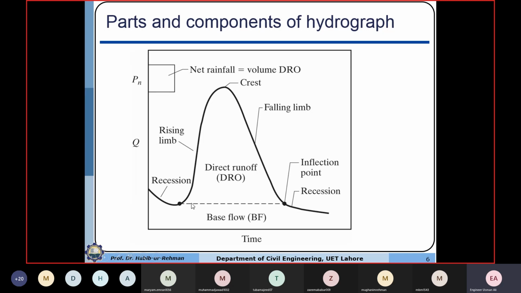We locate the point of rise, and we draw a horizontal line to meet the other end of the hydrograph. All of this below this line and the recession curve is the base flow, and above it is the direct runoff. So this is the separation of the hydrograph into direct runoff ordinates and base flow ordinates by the simplest of methods, assuming that the base flow remains constant, and this produces the longest time base for the DRO.